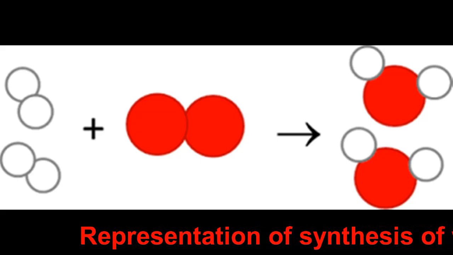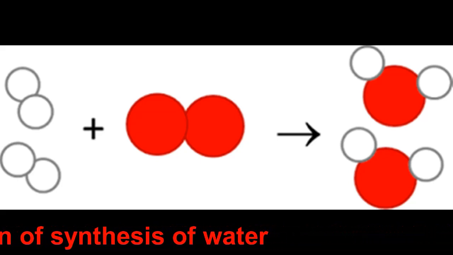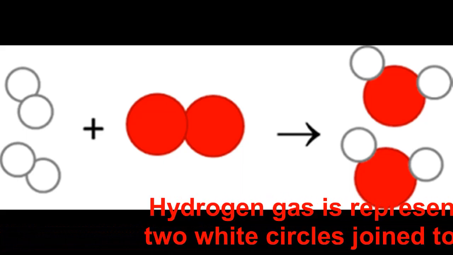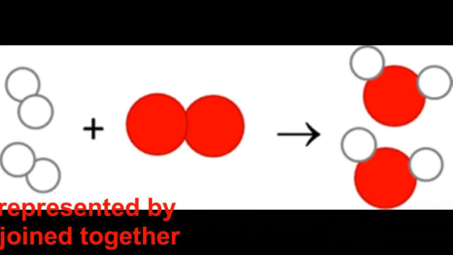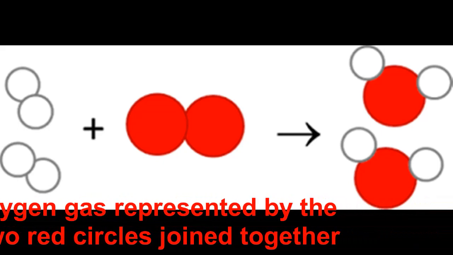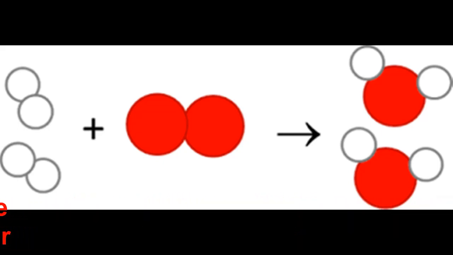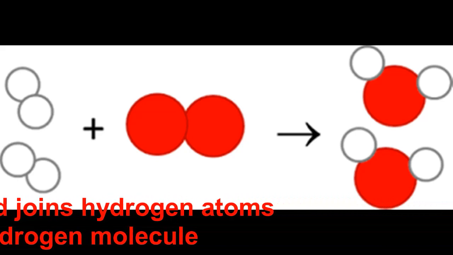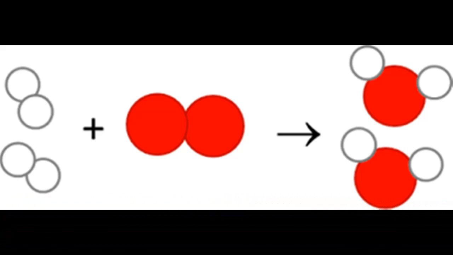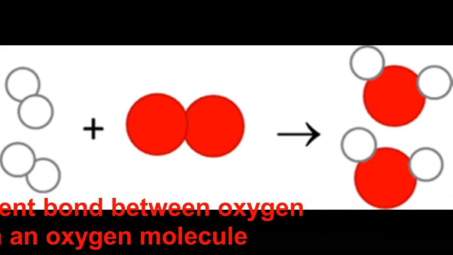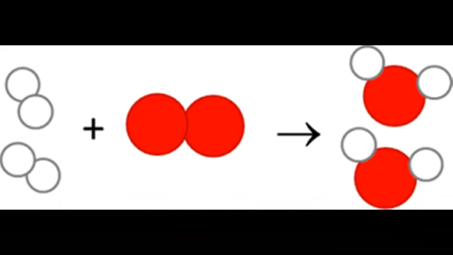This is a representation of the formation of water. The molecules represented by the 2 white circles are hydrogen gas, and the oxygen gas is again represented by the 2 red circles. Now there is a covalent bond between the 2 hydrogen atoms in a hydrogen molecule, and there is a double covalent bond between the 2 oxygen atoms in the oxygen molecule.